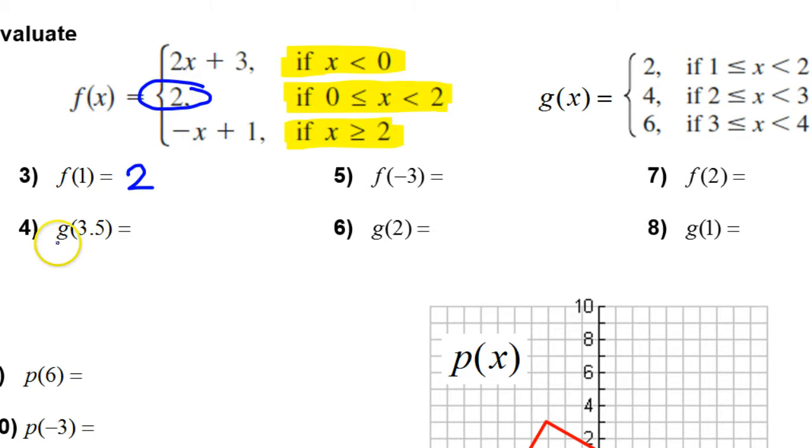Now, look at problem number 4. This is function g that we're dealing with now. So make sure you jump over here. Now we're looking at function g. So using the domain restrictions once again, it's time to decide which one of these three pieces we're going to use. Let's see, 3.5. Is that between 1 and 2? No. Is it between 2 and 3? No. Is it between 3 and 4? Yes. So that's why we're going to use the third piece. Again, there's no x to plug into. It's just a constant. So the answer is 6.